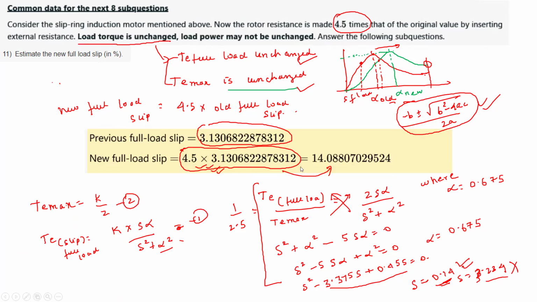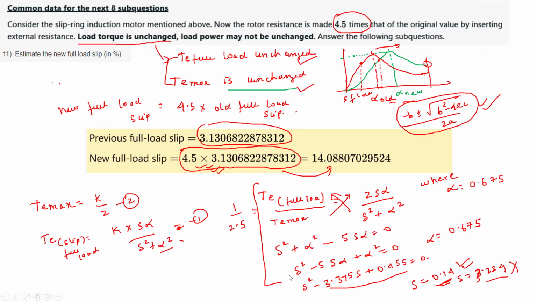We calculated it by taking full load by T max, and we know how to do it. The T max is K by 2, and T at slip, at full load, is K into S alpha by S square plus alpha. And we were solving. But remember, in the previous question they had given the information of T max all the time. In today's question they have not given it, but we have seen something interesting.